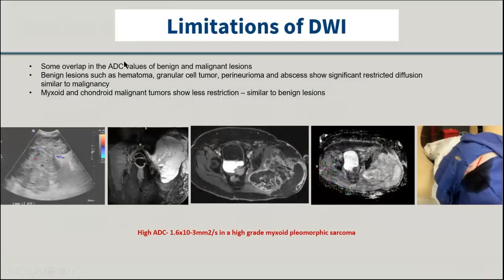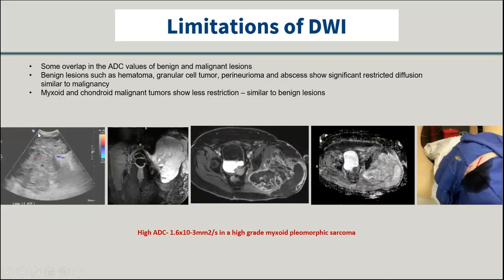So what are the limitations? There is some overlap between benign and malignant, so you take everything together. Some benign lesions like hematomas can have low ADC, granular cell tumor we published in the ulnar nerve, perineuromas can have up to 1.1, abscesses show restricted, low diffusion. So basically you have to take it with a pinch of salt. Not everything is wonderful. Myxoid and chondroid tumors show less restriction.